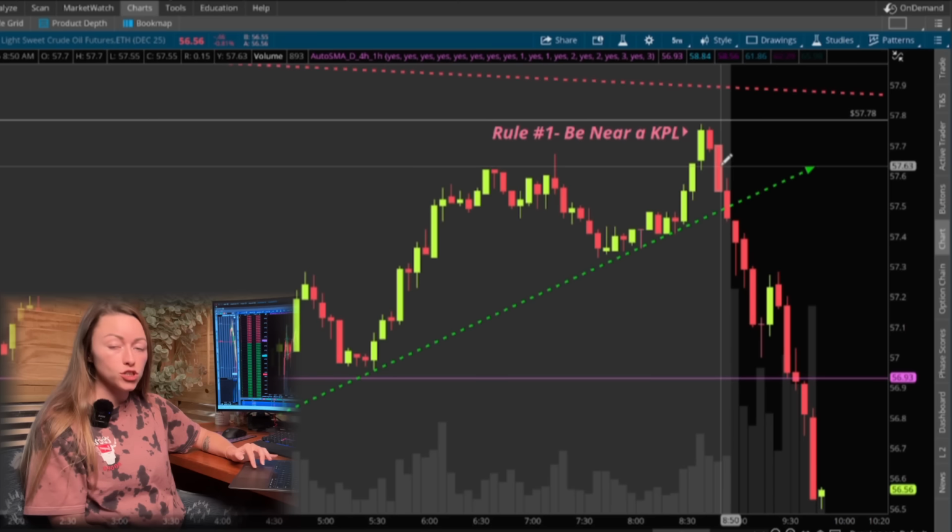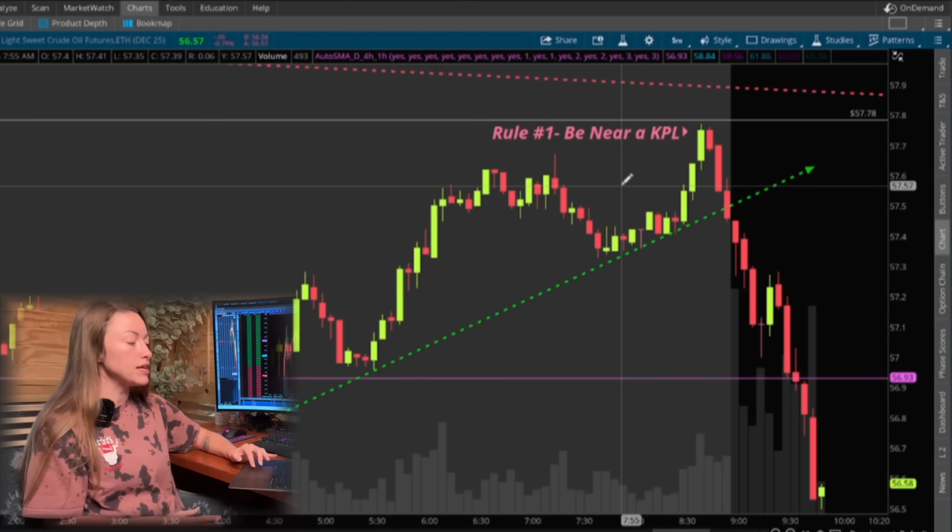When I see a reaction like that, especially near a larger KPL, I know that my A+ trade setup for reversals is happening. So the first thing is you need to be near a KPL for a reversal to work or have a higher probability of working.